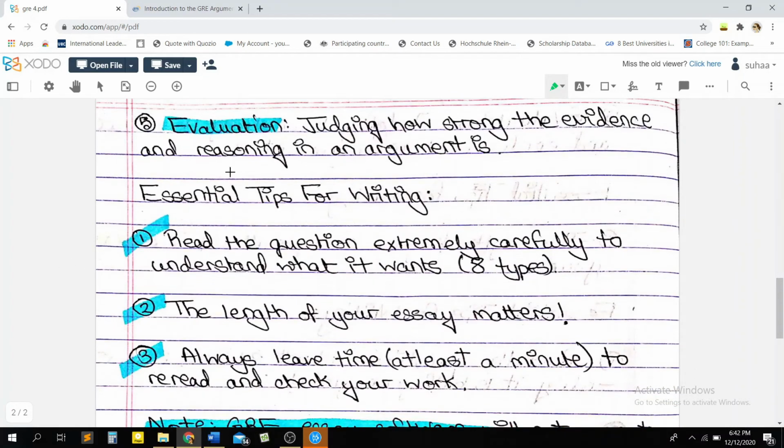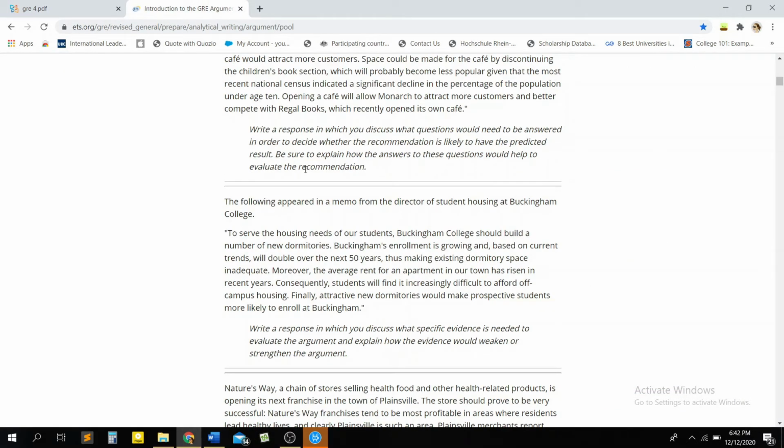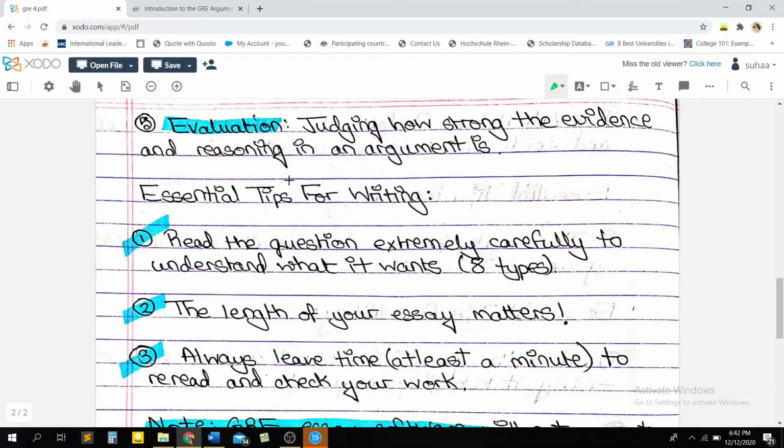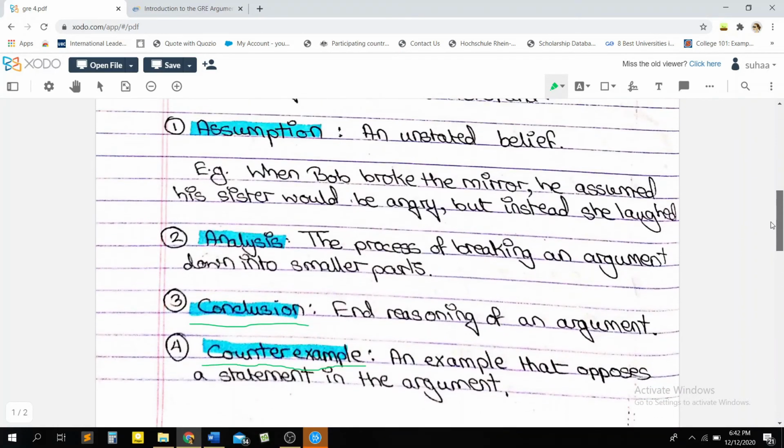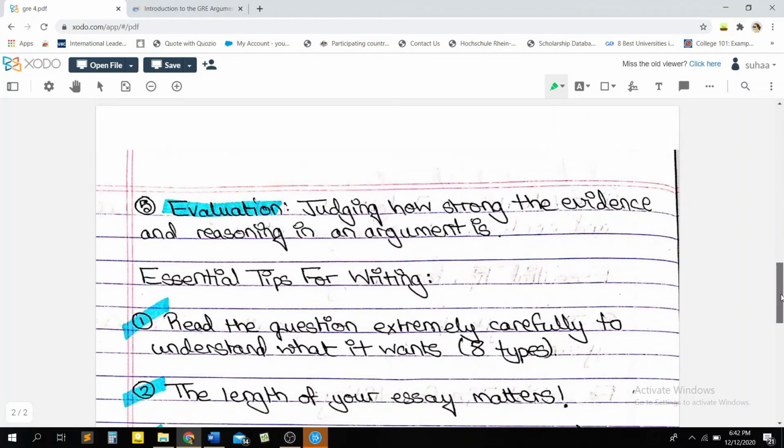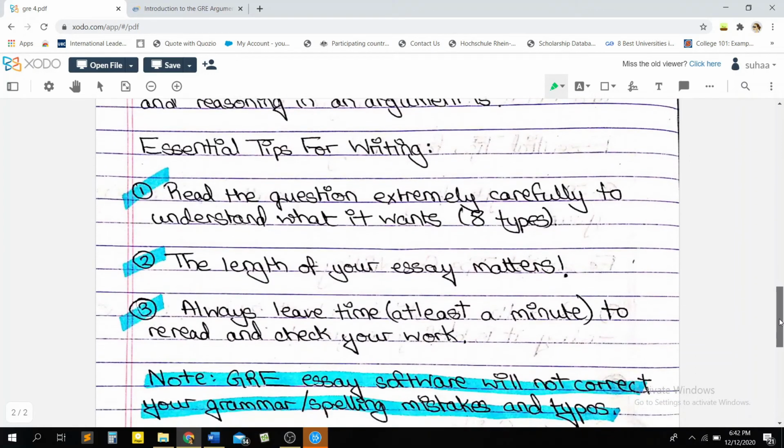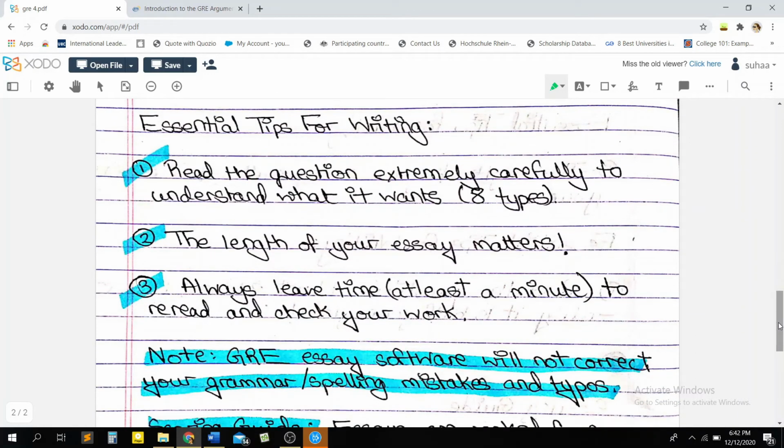Next, we have evaluation. Whenever you're told to evaluate an argument, which is exactly what you're going to be told in the GRE exam, you're going to have to tell people how strong the argument is. You're going to have to use facts and evidence to prove that. So these are some essential terms that you need to know before writing and planning the GRE argument essay. We're going to move on to that in the next video, so remember to take a look at that one.